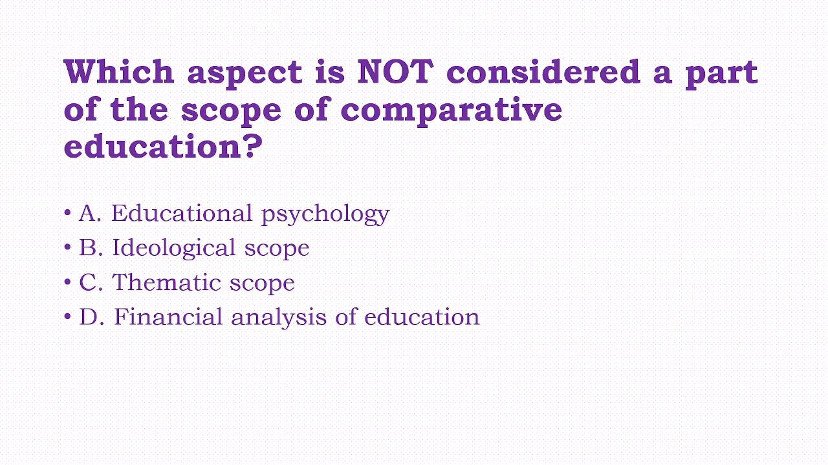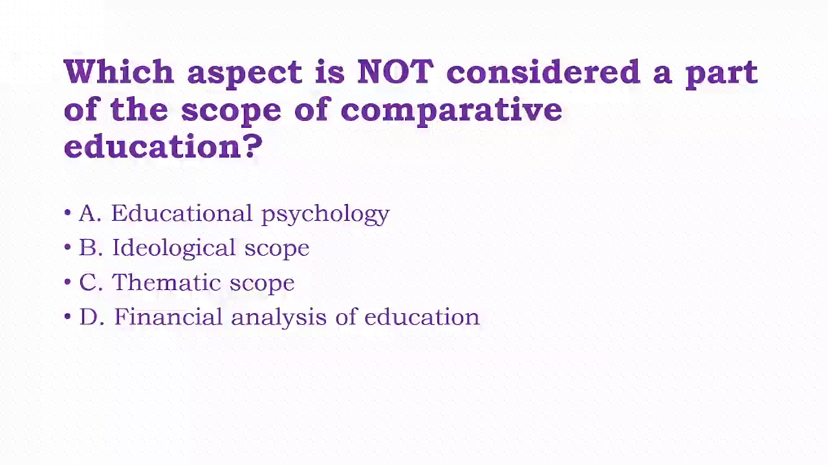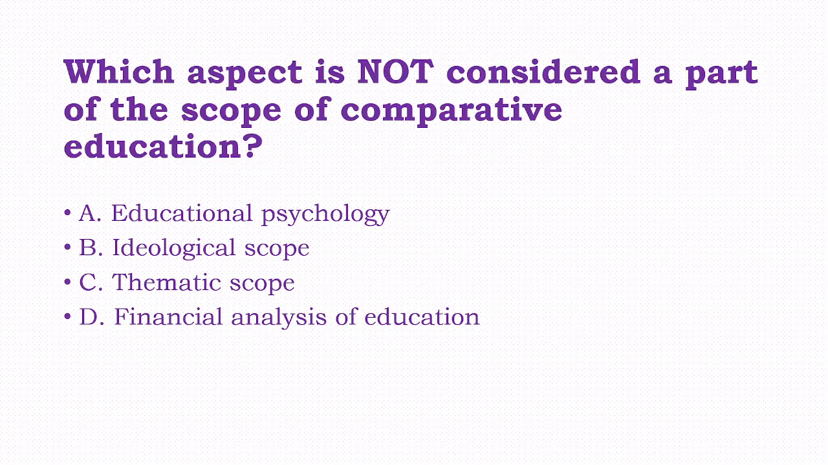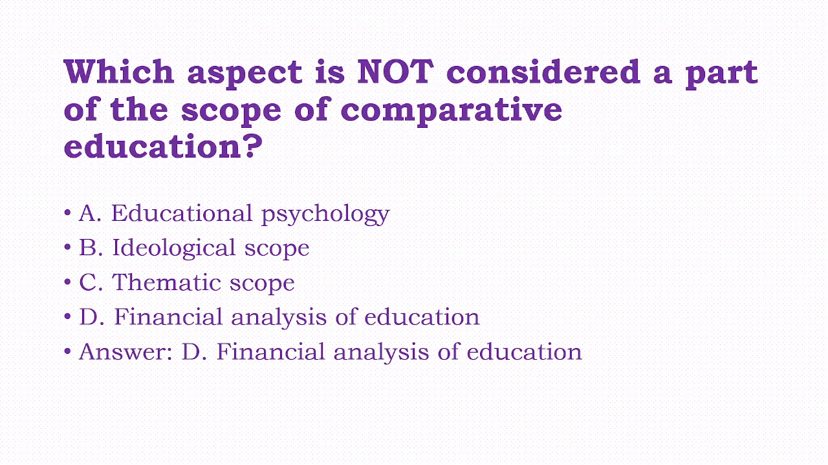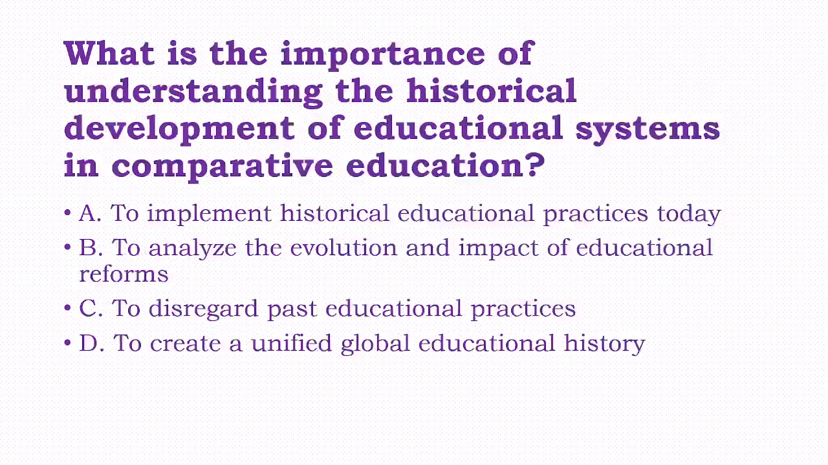Next, which aspect is not considered a part of the scope of comparative education? Options: educational psychology, ideological scope, thematic scope, financial analysis of education. The answer to this question is option D, that is financial analysis of education.